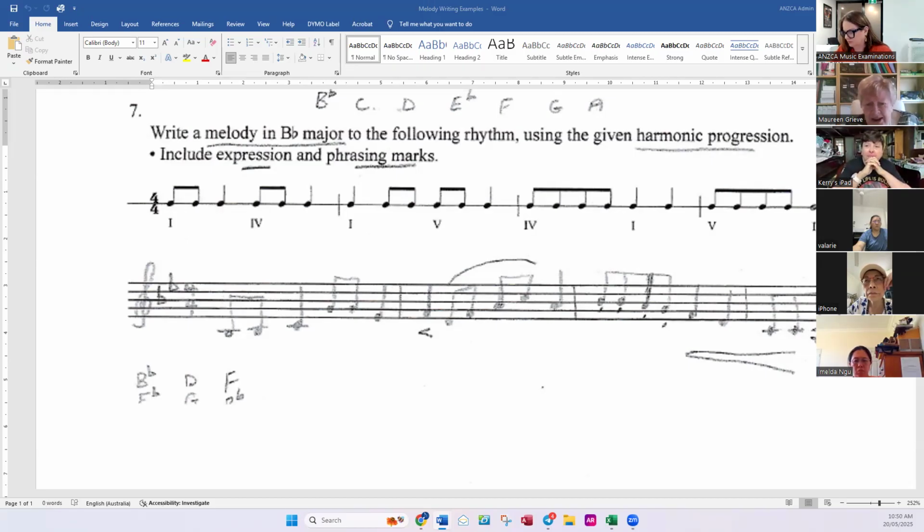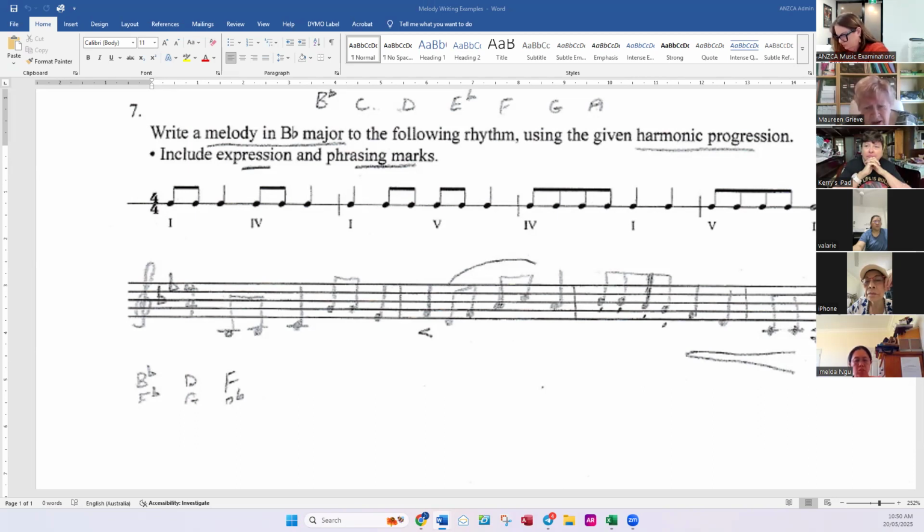I'm not sure that we actually suggest auxiliary notes at grade 3. I can't remember, but auxiliary notes are also very useful, and I'll be able to point that out at the end when we come to the final example.